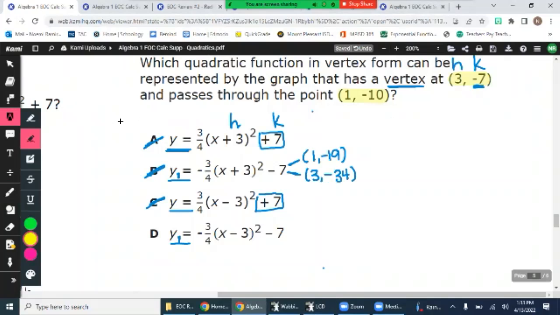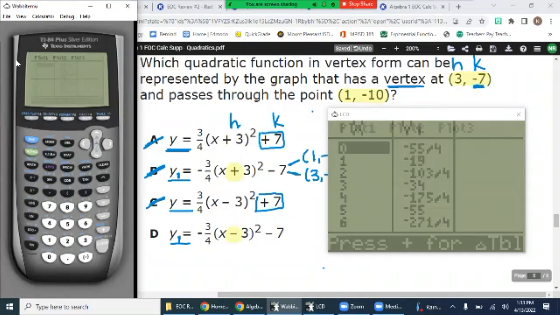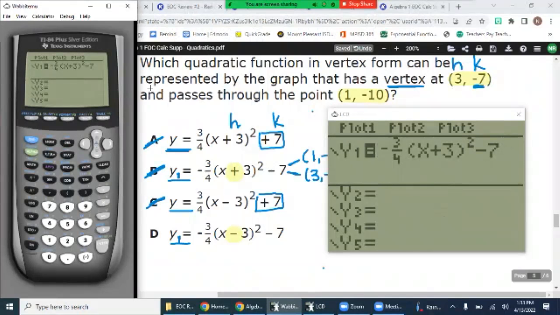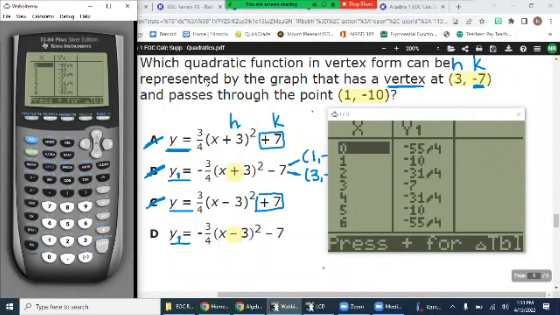The only difference between B and D literally is the plus and the minus inside of the parentheses. So go back to your y equals and change that plus to a minus. Press second graph. And notice 1, -10, 1, -10, 3, -7, 3, -7. Everybody see that? So are we okay with this?